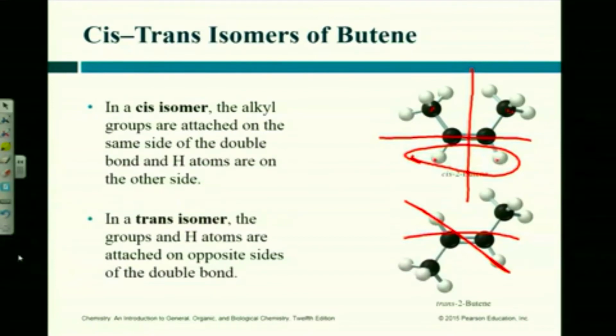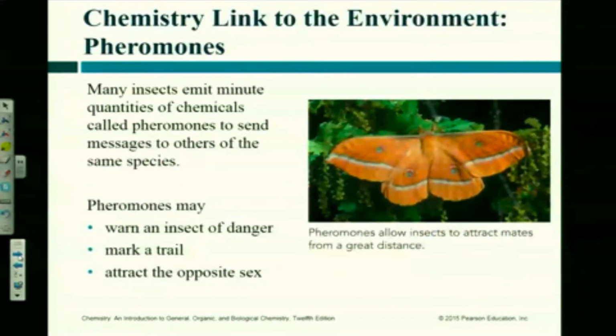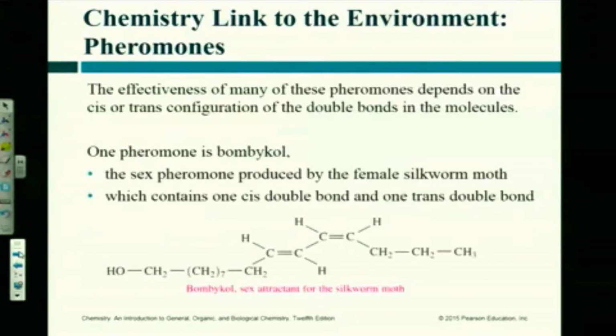Now, they have this pretty picture of this big moth on here. And they say that lots of organisms produce pheromones, right? They can do lots of different jobs. They can warn of danger, they can mark a trail, or the most important one, attract a mate, right? Now here is the molecule that this particular moth makes. It's a silkworm moth, and it has two double bonds in it.